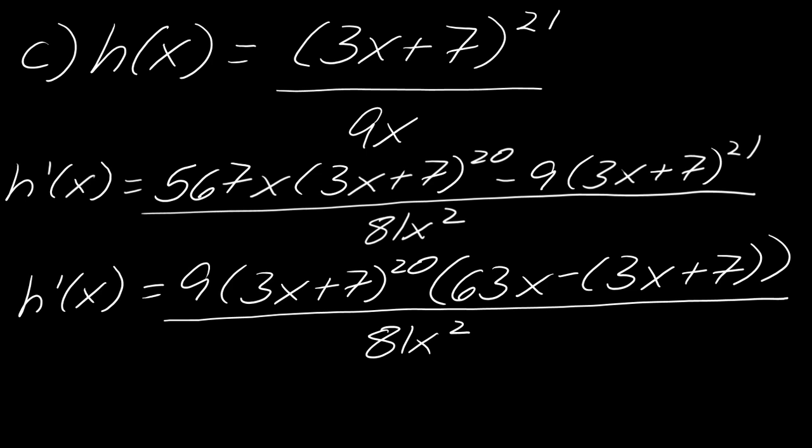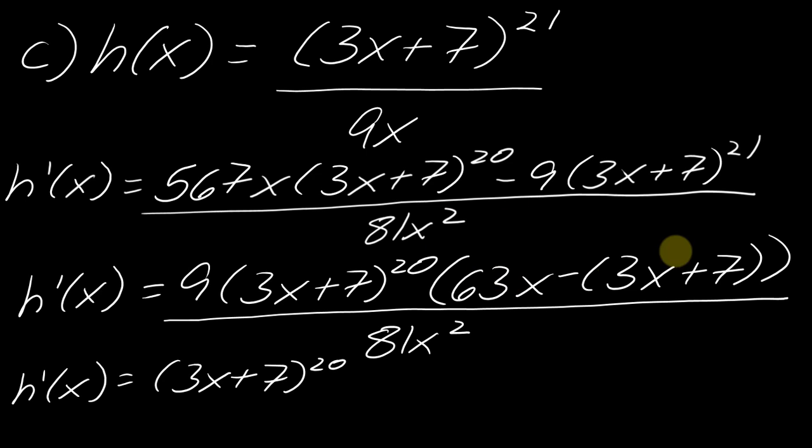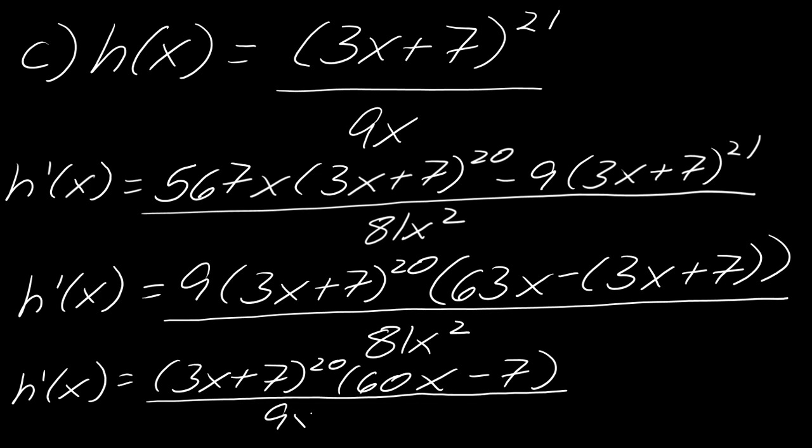Okay, so now I can see in how I factored this, I can actually divide both of these by 9. So part of this is you really just got to take your time here to work through this. So now I can finish this. I can divide the top and bottom by 9. So this just becomes (3x + 7)^20. Then simplifying this part here, this will become 60x minus 7, and then this will be 9x squared. So there's your most simplified answer.